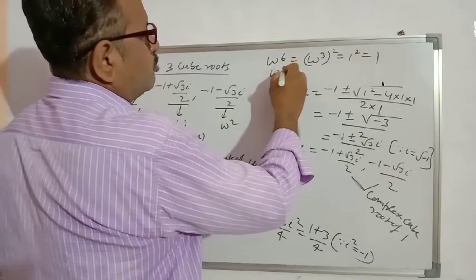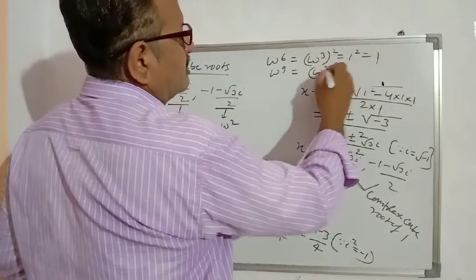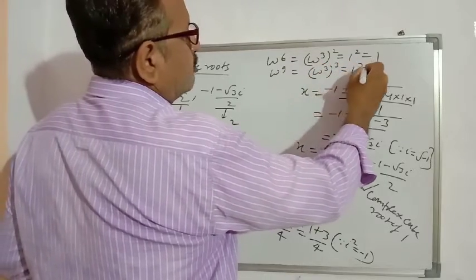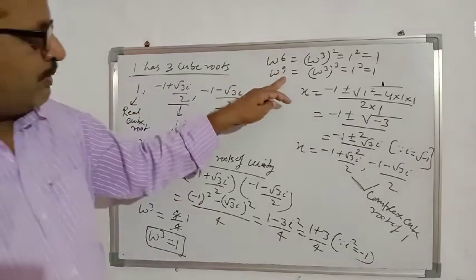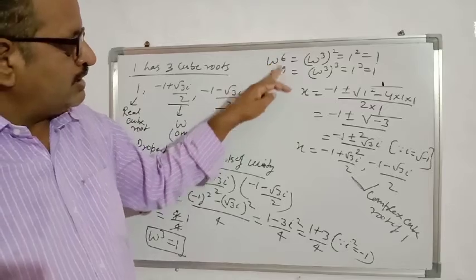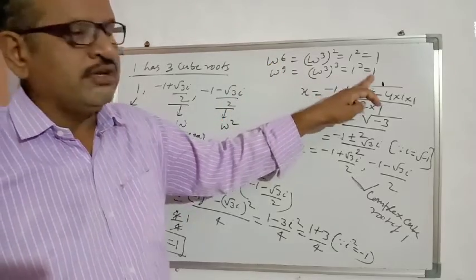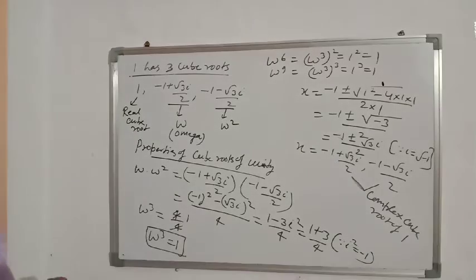What will be omega to the power 9? Omega cube whole to the power 3, since 3 times 3 is 9, and 1 cube is 1. It means that if the power of omega is a multiple of 3, its value will be 1. Let us see the next property.